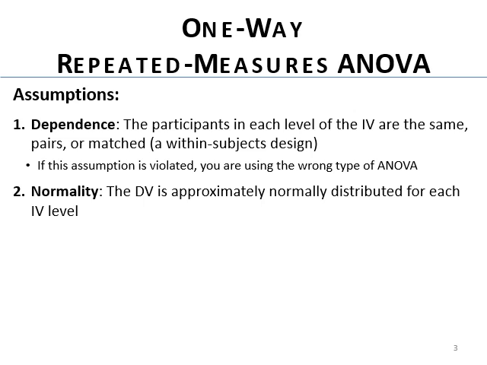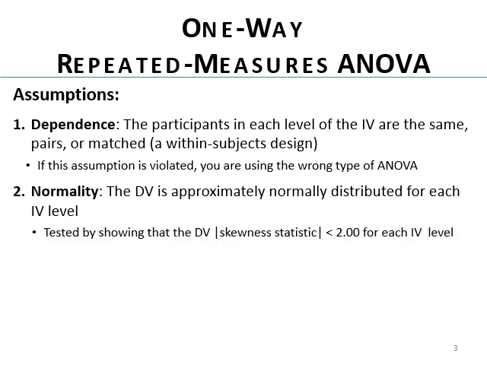So normality, the usual one. The DV is approximately normally distributed for each level of the IV. Okay. So how do we test that? We look at the skewness statistics for the DV for each independent variable group, and you see, is the skewness statistic absolute value less than 2? If so, cool, normal enough. You want all groups to be normal enough.